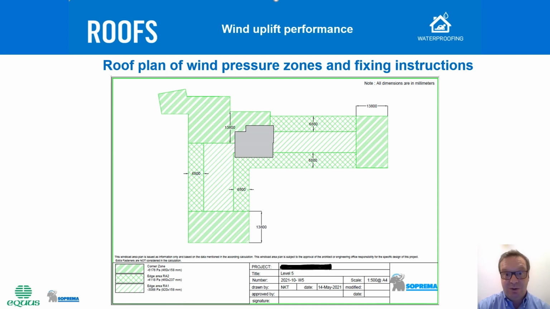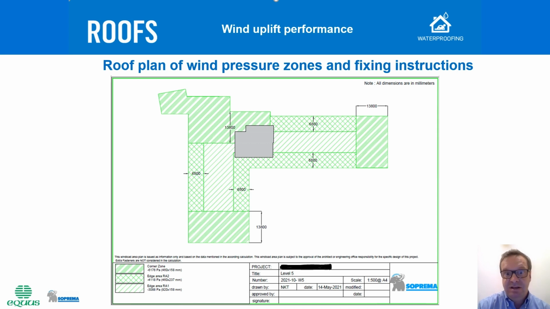When the wind load calculation is finished, we will put the results on the roof plan. The roof plan will show us the different wind load design pressures that we found for the corner areas, the edge areas RA1 and RA2, and the center of the roof.